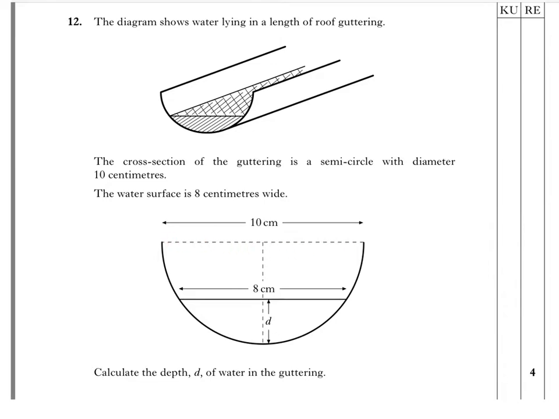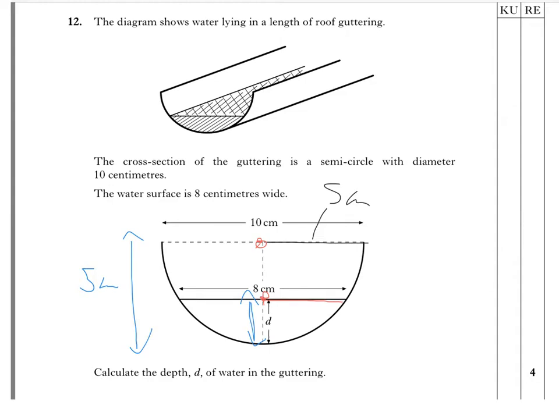So if we know that that's 10 centimetres across, we can say that the radius is definitely going to be 5. Now we also know that if we have this 8 here, that this length here is 4. Now the question is to find the depth here. If the radius is 5 here, then the radius is also 5 there. So really what we're looking to do is to find the length between here and here.